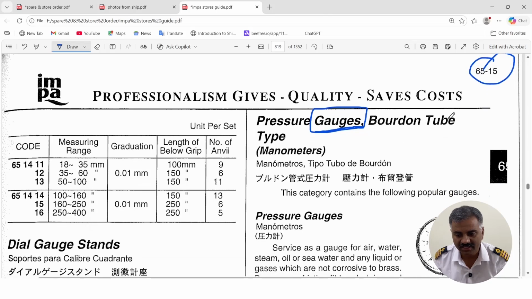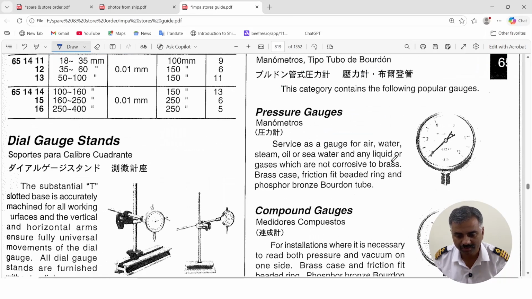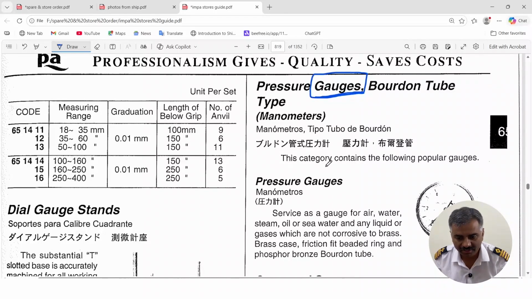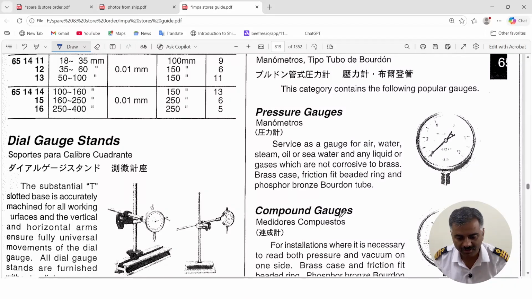Pressure gauges, Bourdon type pressure gauges, Bourdon tube type. There are three types of popular pressure gauges. First, pressure gauges which will have only positive pressure. Generally these are used in the discharge line, like your service air, water, steam, oil, seawater, any liquid which is not corrosive to brass.